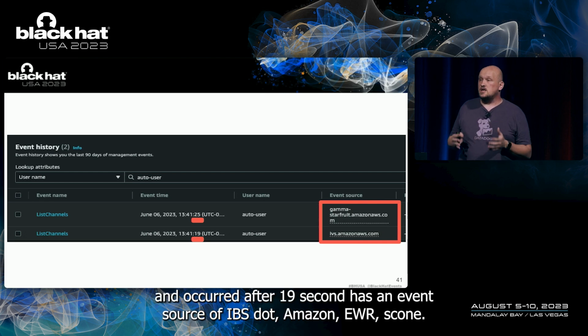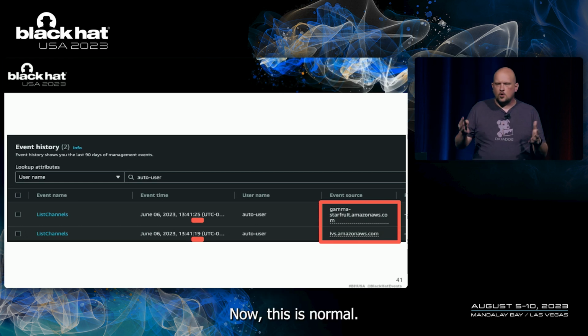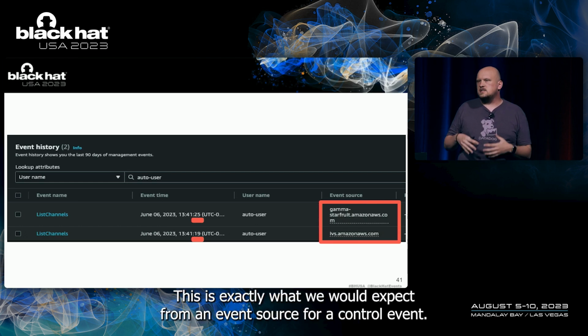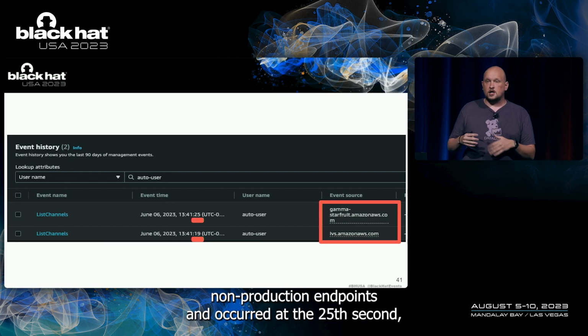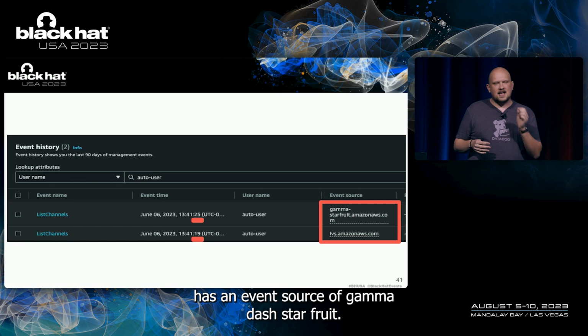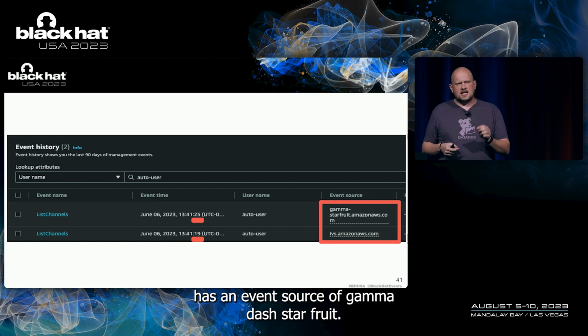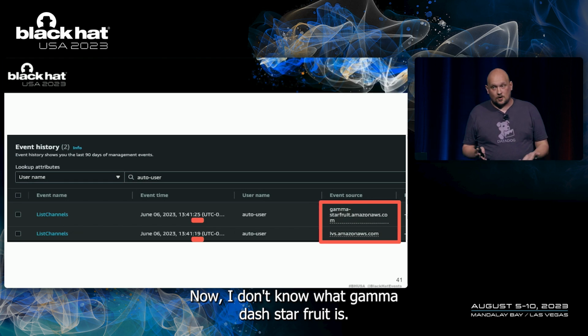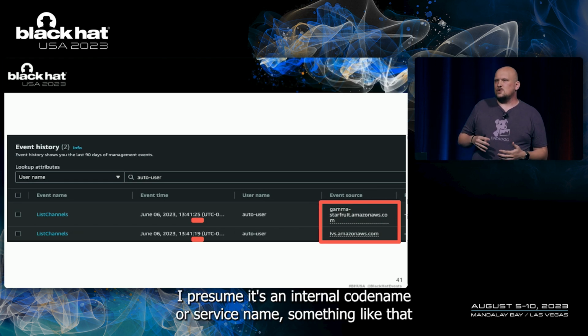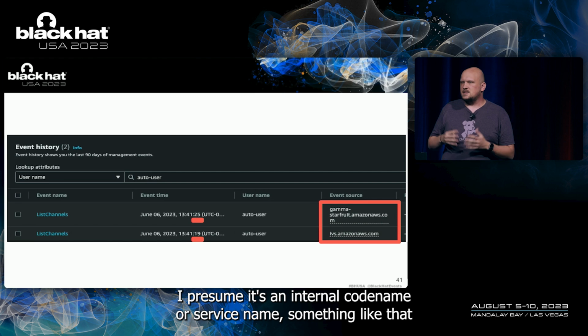has an event source of ivs.amazonaws.com. Now, this is normal. This is exactly what we would expect from an event source for a CloudTrail event. But the second invocation, the one that used that non-production endpoint and occurred at the 25th second, has an event source of gamma-starfruit. Now, I don't know what gamma-starfruit is. I presume it's an internal code name or service name, something like that.